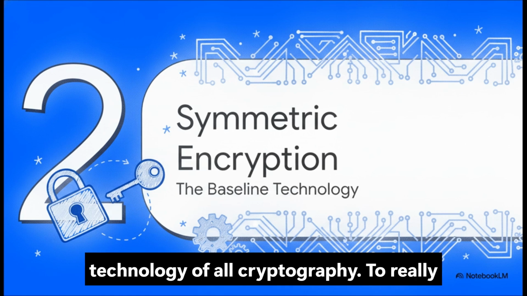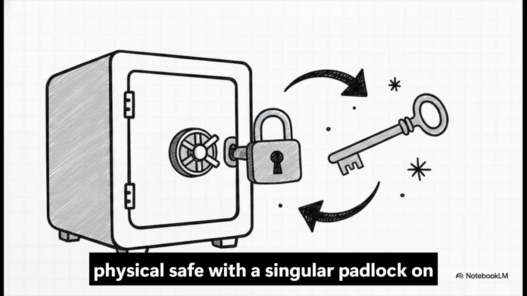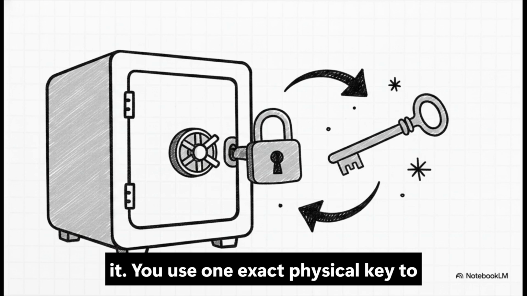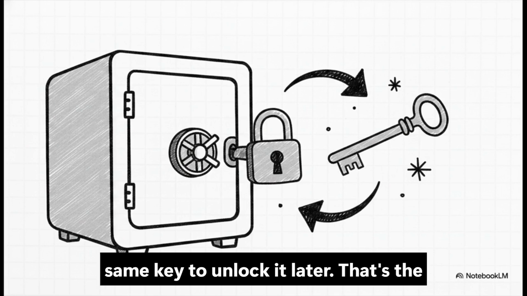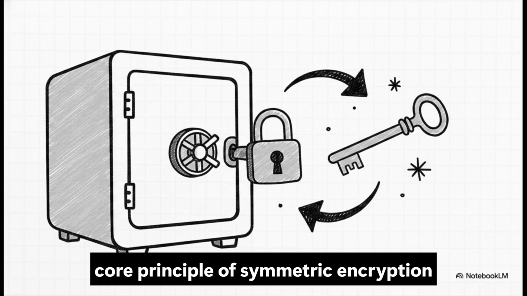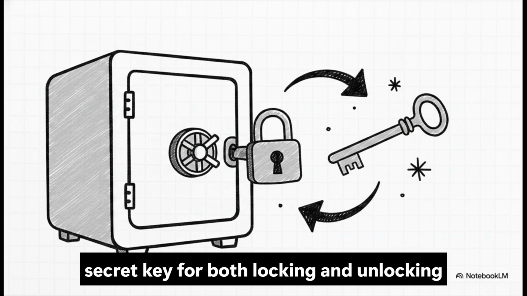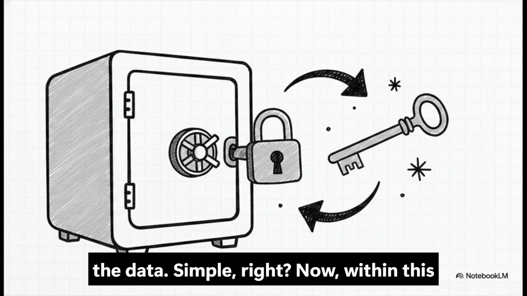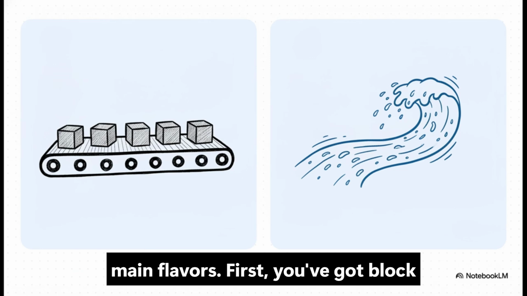Moving right along to Section 2, symmetric encryption, the single key. This is the baseline technology of all cryptography. To really visualize this one, just picture a heavy physical safe with a singular padlock on it. You use one exact physical key to lock the safe, and you use that exact same key to unlock it later. That's the core principle of symmetric encryption right there. It uses a single, shared secret key for both locking and unlocking the data.